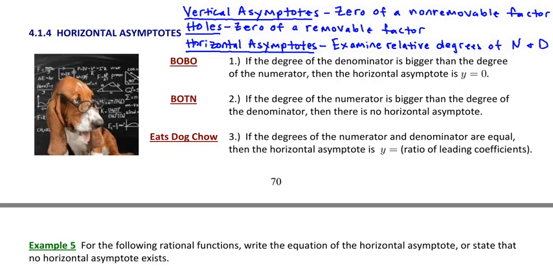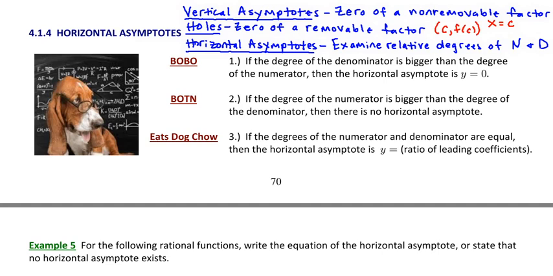In our study of rational functions, we've learned that vertical asymptotes come from the zero of a non-removable factor in the denominator, and we express vertical asymptotes in equation form as x equals c. We've also learned that holes come from the zero of a removable factor in the denominator, and holes are expressed as an ordered pair. We can write that (c, f(c)).